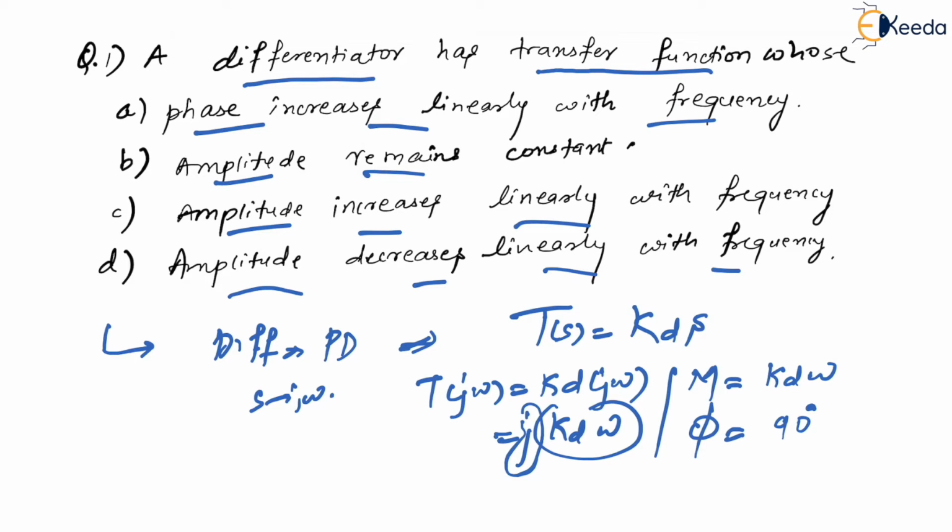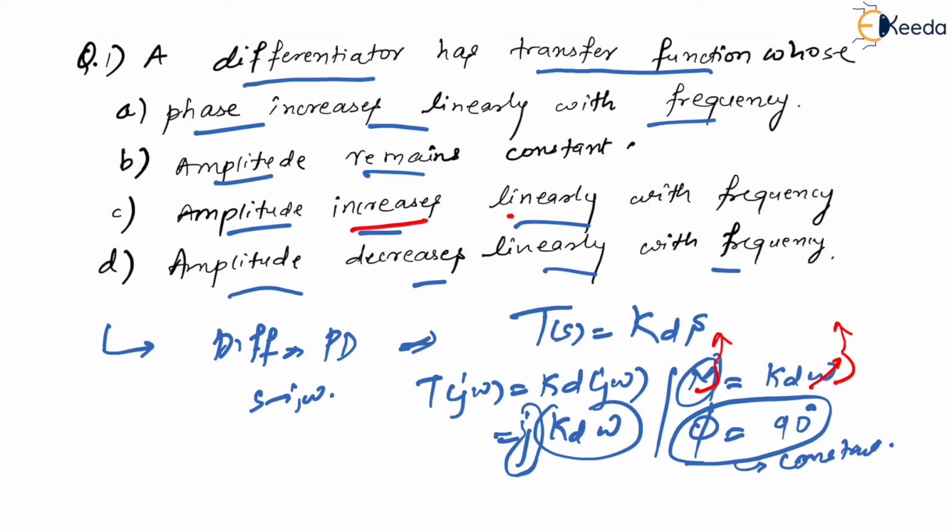Now if you check this phase angle, the phase angle is constant. Is it there in your options? No. Now what about the magnitude? If omega increases, definitely the magnitude also increases, right? Which means the amplitude increases linearly with frequency. This is the answer, so option C is the answer. Correct? Let us see one more problem.